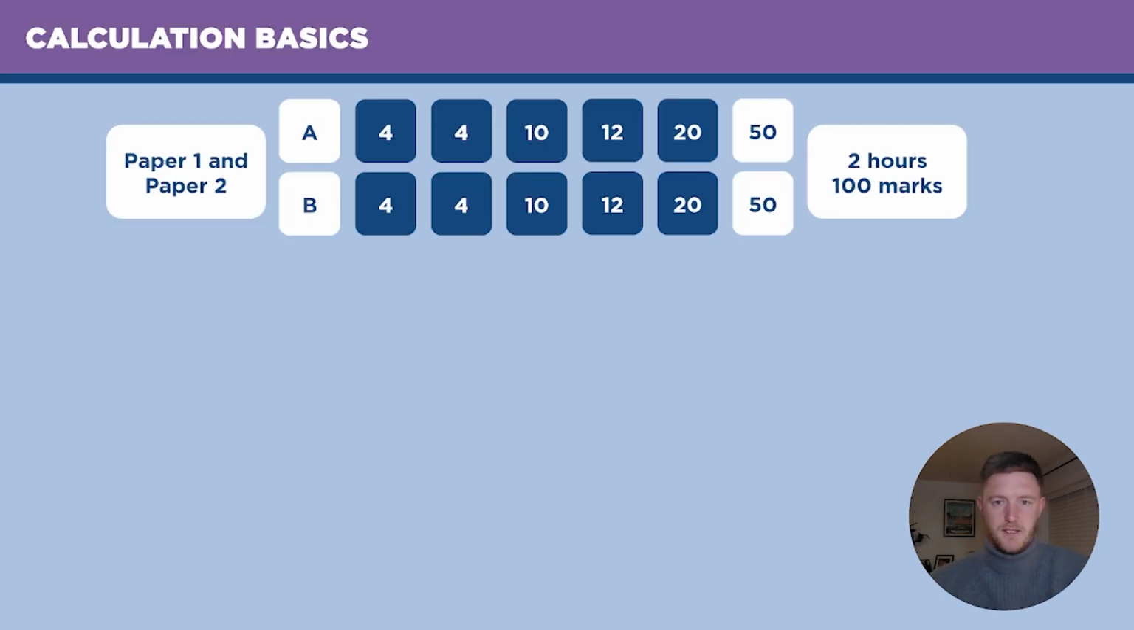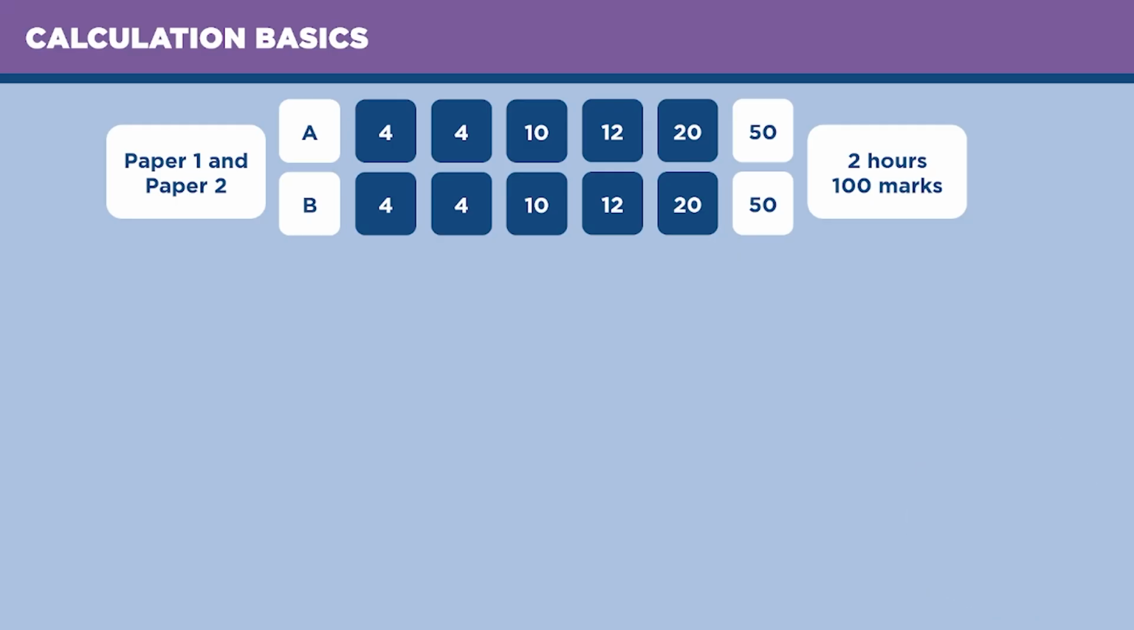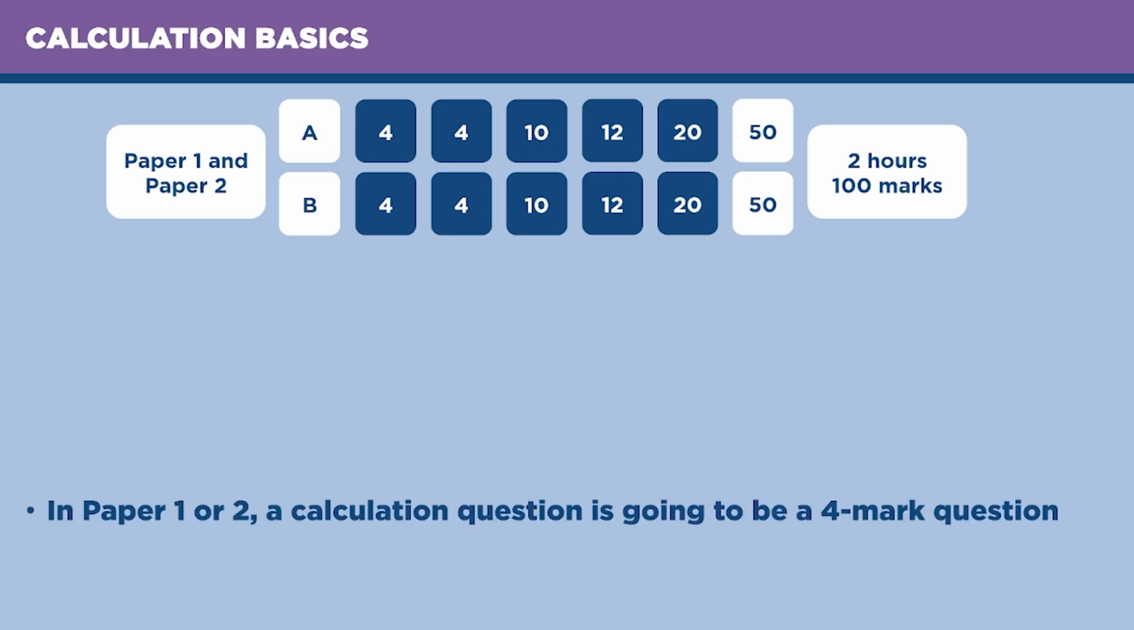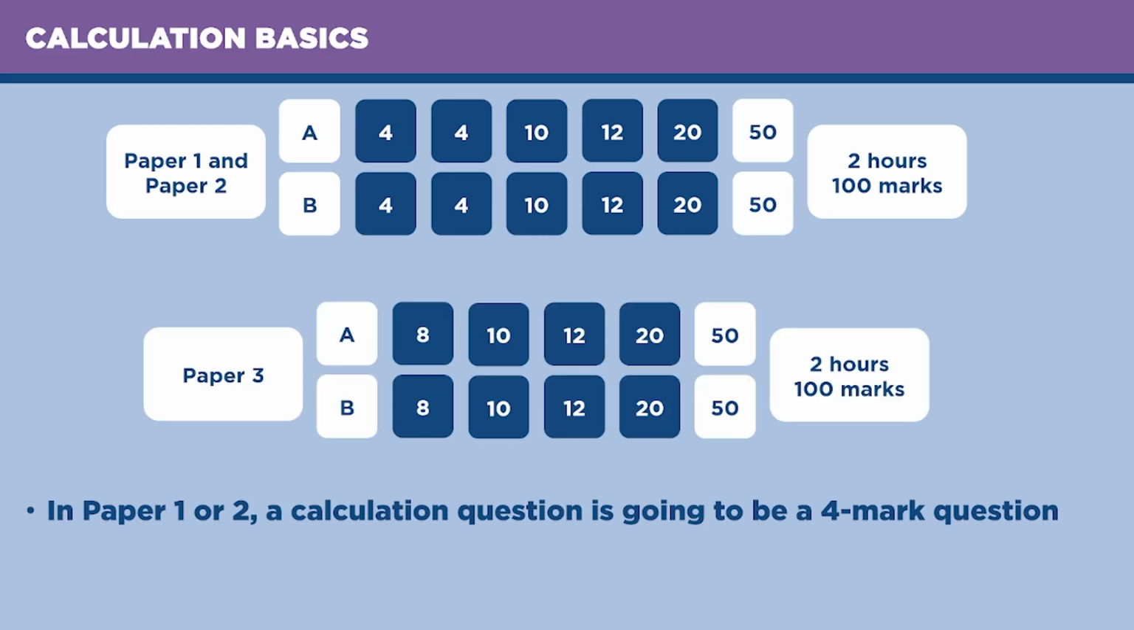So, calculation basics. Paper 1 and Paper 2 look like this. I'm just going to remove myself so I'm not in the way of the text that comes up at the bottom. Paper 1 and Paper 2 have two sections, each worth 50 marks, and there are two 4-markers in each section. In Paper 1 or 2, the calculation question is going to be a 4-mark question. The reason I specify this is because it's different in Paper 3, and you need to be aware of this before thinking about any of the calculations.